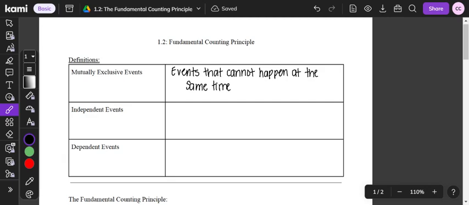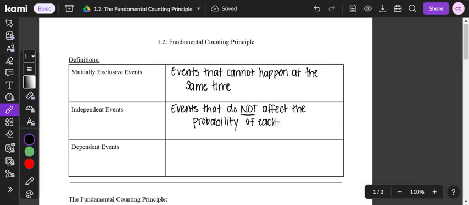Okay, cool. We also have these two new terms here. We have independent events and we have dependent events. They are exactly as they sound. So independent events are events that do not affect the probability of each other. In this one, you've got two things that are occurring, and one has no impact on the other.